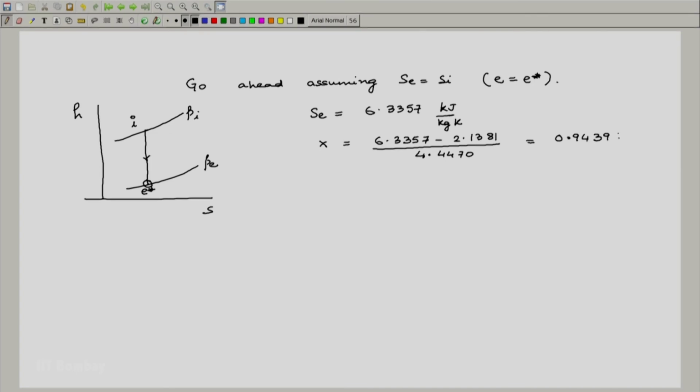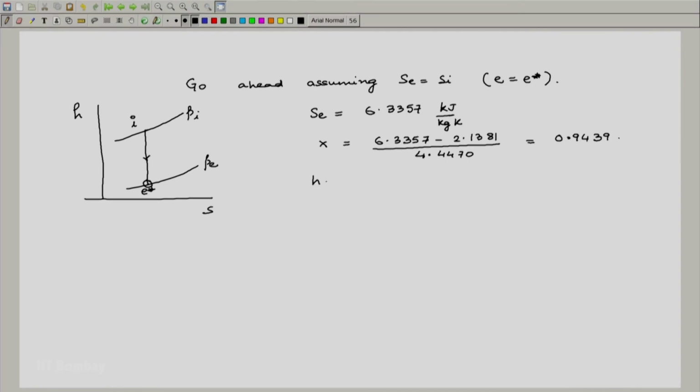So, that means that E star would have been a more drier state than what was given in the problem, and in fact, if the process is actually irreversible, it will be even more drier, and we should not be surprised if it was completely dry.